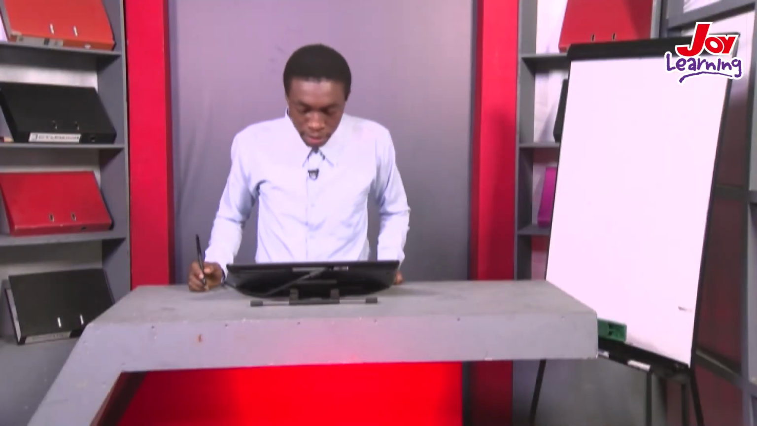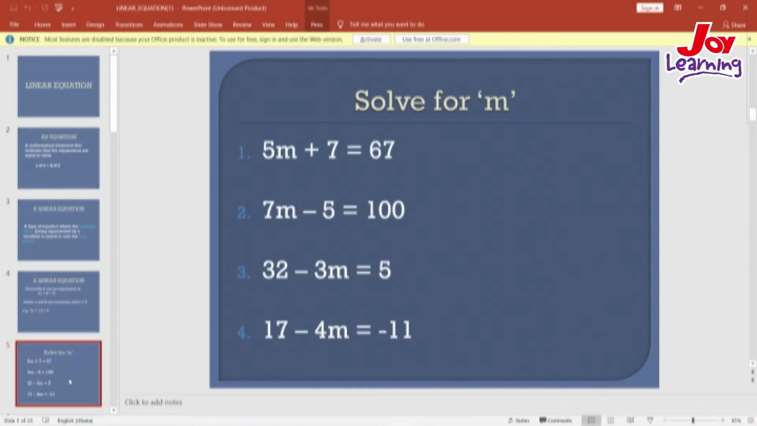So we have: solve for m in the following. We have 4 questions here. We have 5m plus 7 equal to 67. That's number 1. Number 2, we have 7m minus 5 equal to 100. Number 3, we have 32 minus 3m equal to 5. And number 4, we have 17 minus 4m equal to negative 11.